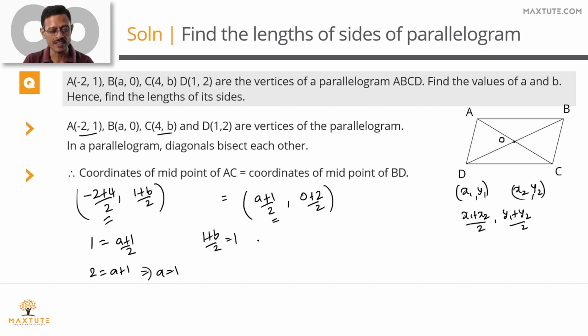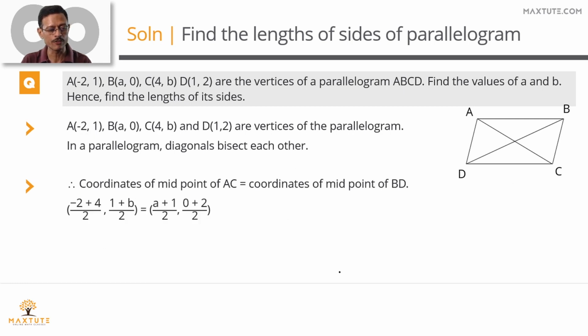Let's run through the same exercise here. Cross multiply these two. We'll get 1 plus B is equal to 2. Take 1 to the right hand side, we'll get the value of B to be equal to 1. So A equals 1, B equals 1. We have found out the first part, which is finding out the values of A and B.